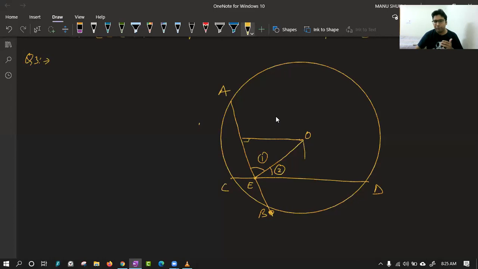We can draw two perpendiculars which are also equal by the help of that theorem, and this will help to prove these two triangles congruent, and we can say by CPCT angle 1 equal to angle 2, and this question will be done. Okay, I hope you can do this question on your own.